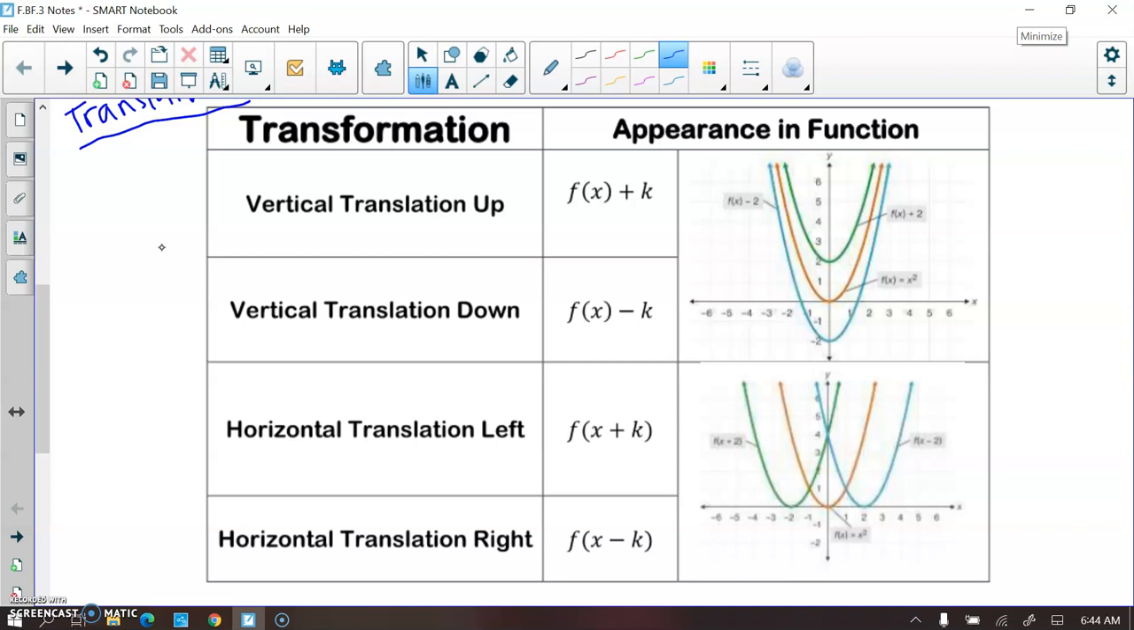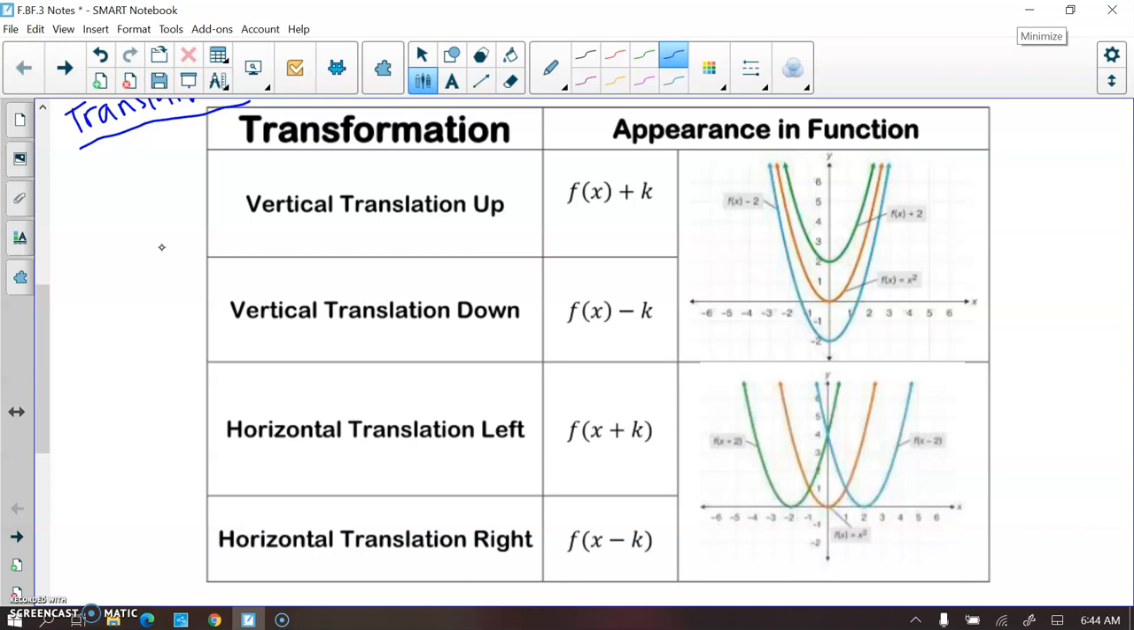Now some of you guys may be thinking, I can also take my pencil and slide it diagonally. If you're sliding it diagonally, that is actually just a combination of taking something and sliding it either to the left and up, or to the right and up, or to the left and down, or the right and down. So a diagonal translation is a combination of these four movements.